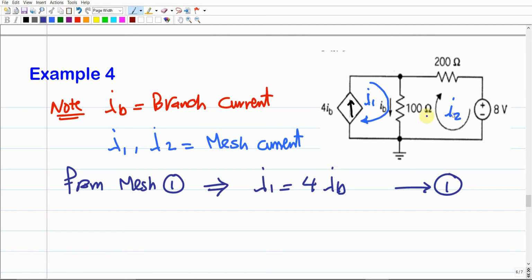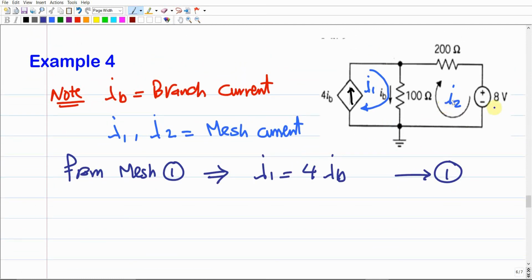Then we have to proceed to the second mesh. In the second mesh here, we can apply the Kirchhoff voltage law because we do have volts over these elements. So we're going to apply the Kirchhoff voltage law to the second mesh, to mesh 2.